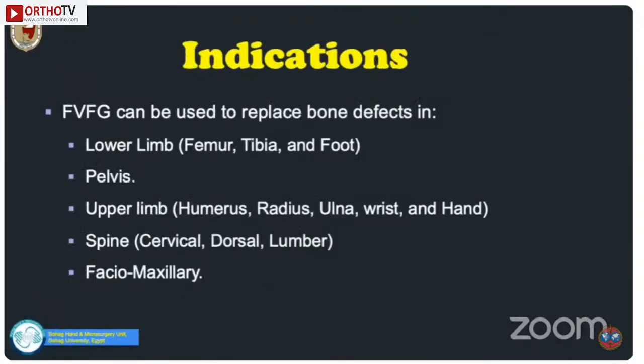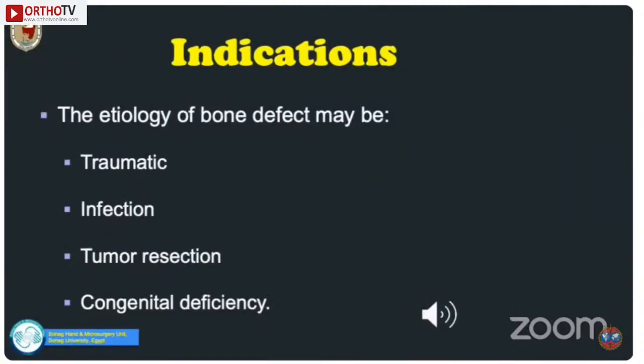The versatility of the free vascularized fibular graft makes it a suitable option for replacing bone defects in various areas of the musculoskeletal system, including the lower limb, pelvis, upper limb, spine, and facio-maxillary regions. Bone defects can result from various causes such as trauma, infection, tumor resection, or congenital deficiency.